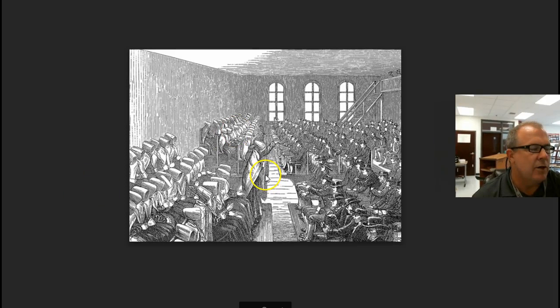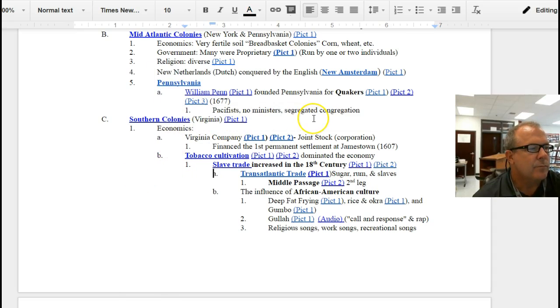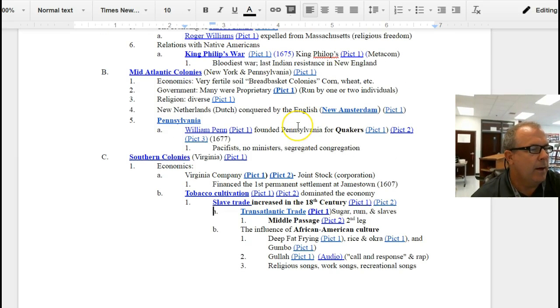As the picture here shows, they believed in segregated congregations for men and women. Women would sit on one side, men would sit on the other side. And they did not believe in having ministers, preachers. They also, compared to the other colonies, except for maybe Rhode Island, had excellent relations with Native Americans.